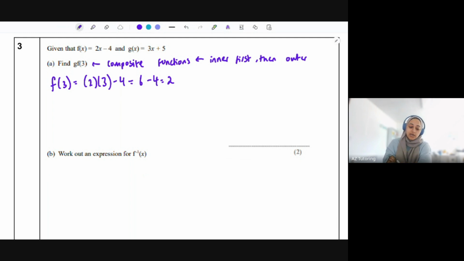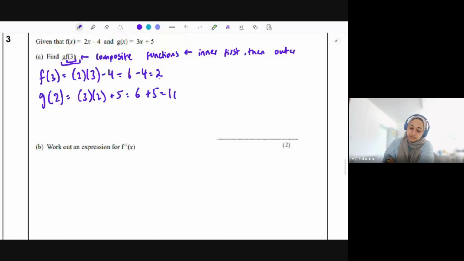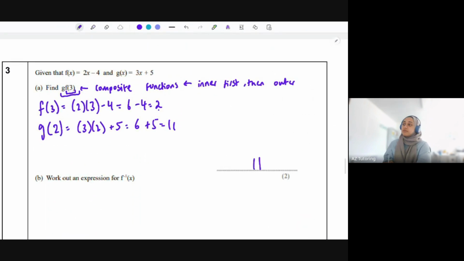Now our answer to that, f of 3, we're just plugging into g. So g of 2, which is the same as g of f of 3, but we found f of 3 now. G of 2, we're just sticking 2 into g of x. So we get 3 times 2 plus 5. 3 times 2 is 6. 6 plus 5 is just 11. And that's our answer.